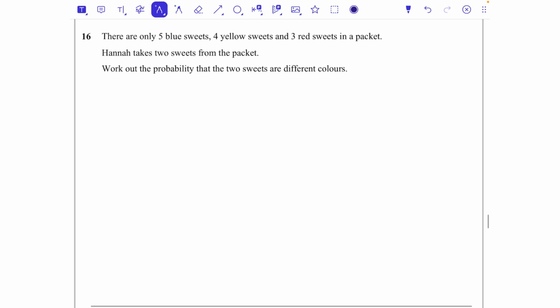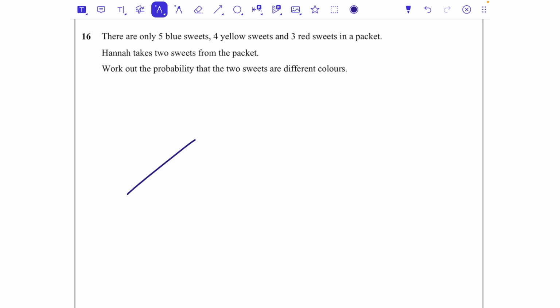Okay, question number 16. There are only 5 blue sweets, 4 yellow sweets, and 3 red sweets in a packet. Hannah takes 2 sweets from the packet. Work out the probability that the 2 sweets are different colours. So first she's going to take a sweet, and that's either going to be blue, yellow or red.